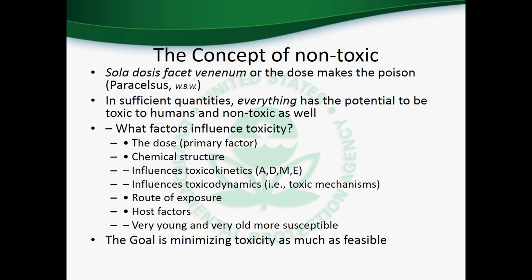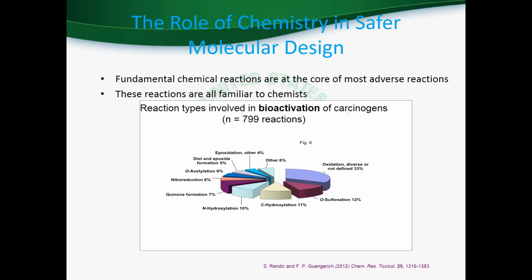And also, once the compound reaches the site of action, toxicodynamics, what it does when it reaches a receptor, is also important. And as I said, route of exposure is very important. And also other things like exposures at very young ages, or for very old or older individuals, also have an influence on toxicity. So when we say something is not toxic or something is toxic, it really isn't that simple. There are no bright lines in toxicology.